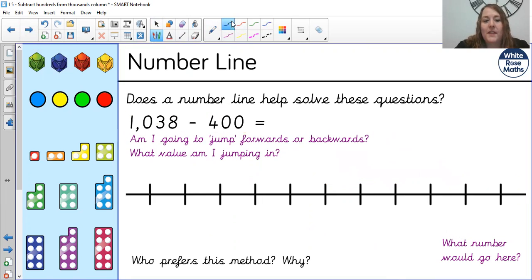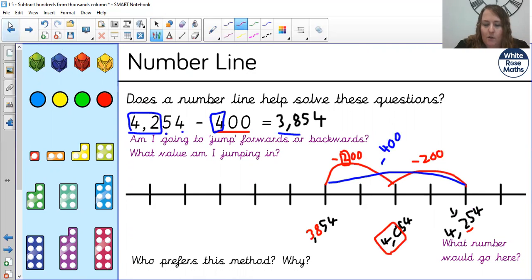This time I've got 1038 and I'm going to be subtracting 400. So 1038 to start with. Again, if you want to use the red way, I'll show you the red way once more, and on the next question I'll just show you the blue way, so the quicker way. 1038, I'm going to be taking away 400.